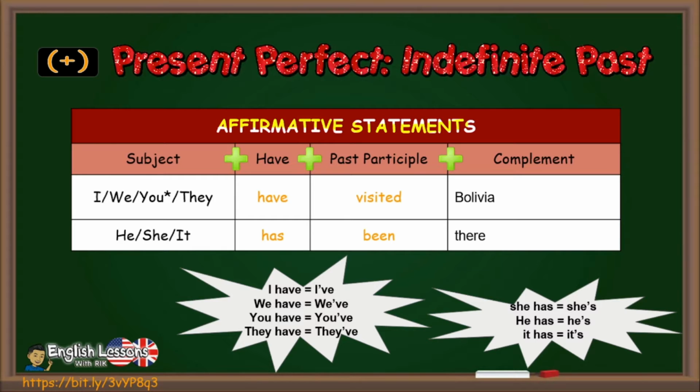In order to make affirmative statements, you must write first the subject plus the auxiliary have plus the past participle plus complement. For example, I have visited Bolivia. She has been there. You can use the contracted form like I've, we've, you've, they've, she's, he's, it's.